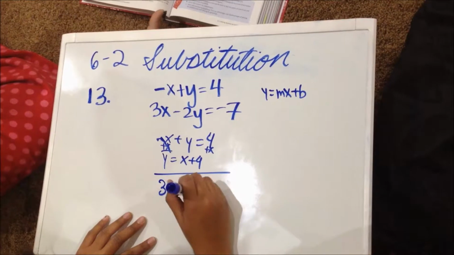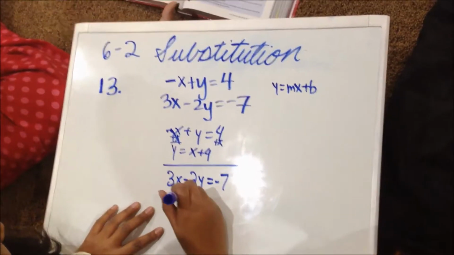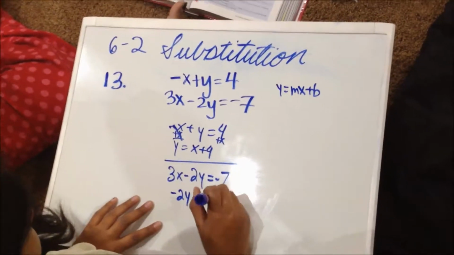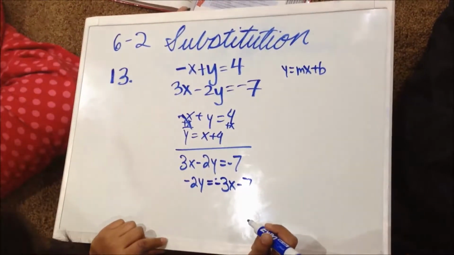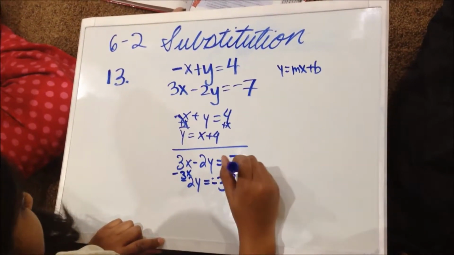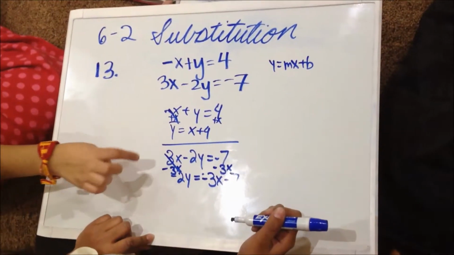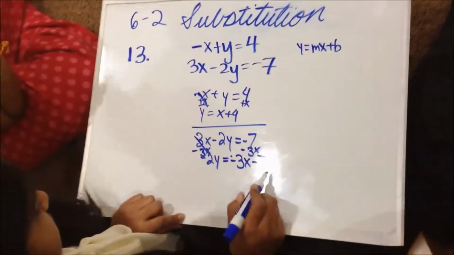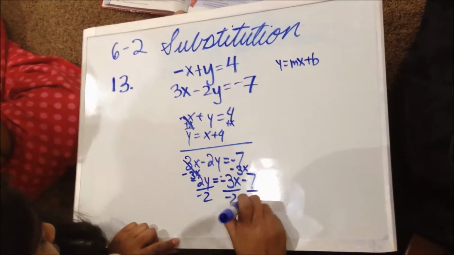So 3x minus 2y equals negative 7. So I would change that into y equals mx plus b: negative 2y equals negative 3x minus 7. Wait, hold on. How did the negative 3 go over there? I would minus 3x on both sides, and then this would cancel out. You do the inverse. Since it's positive 3x, you do minus 3x. So then I would have negative 3x minus 7. So that's what I have over here. And then I would divide by negative 2 on every single one.